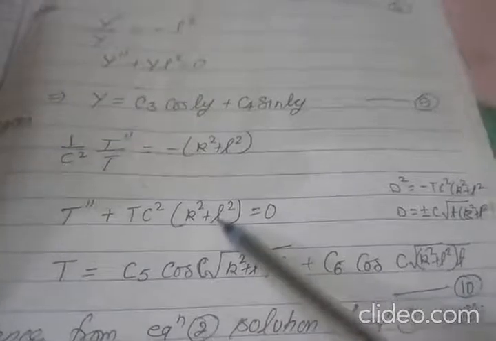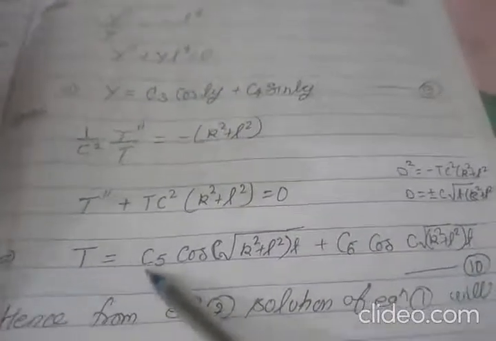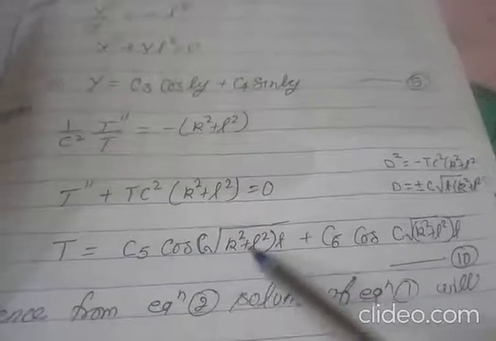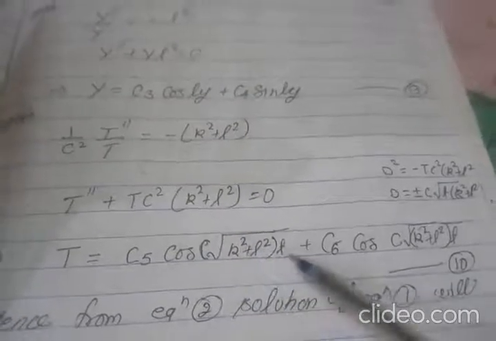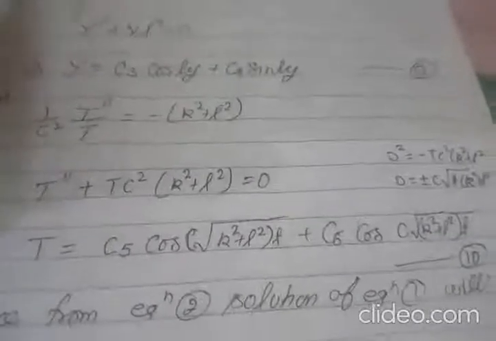So on simplifying this, we will find the equation of this type, and the value of T will be C5 cos(√(k² + L²) t) + C6 sin(√(k² + L²) t). Here we have found the values of X, Y and T.